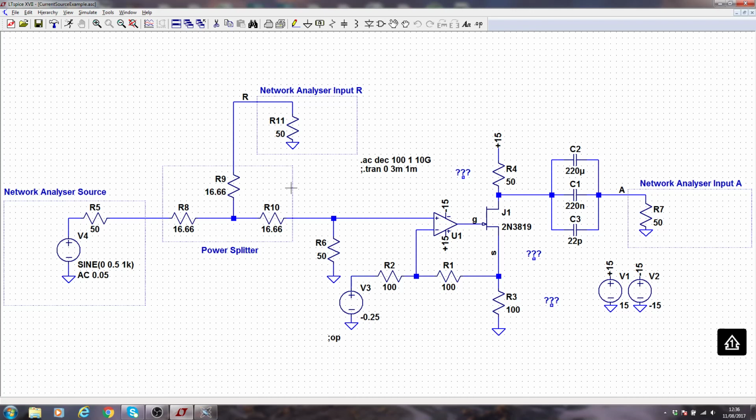Yes, power splitter. It impedance matches R11, R6 and R5 effectively, so there are no reflections back and forth along the B and C cables. Obviously V4 and R5 are in the network analyzer, and then R8, R9 and R10 are somewhere on a little circuit board. R6, U1, R1, R2, R3, J1 and R4, C2, C1 and C3 are all on the circuit board that the student has decided to make, and R7 is in the network analyzer, so is R11.